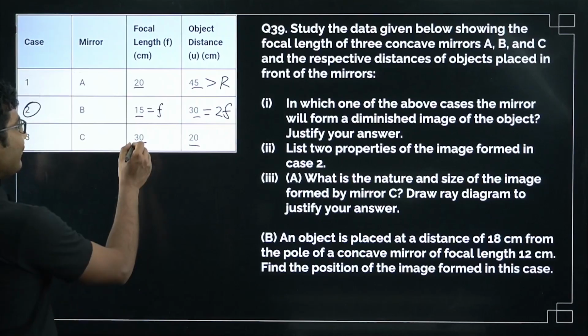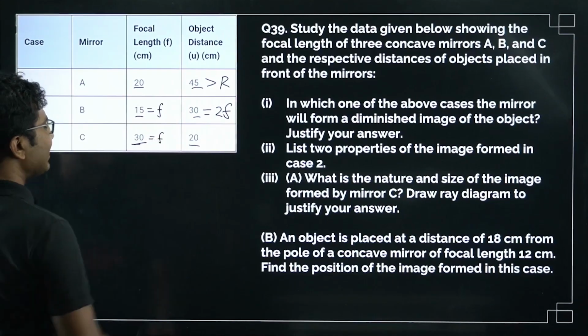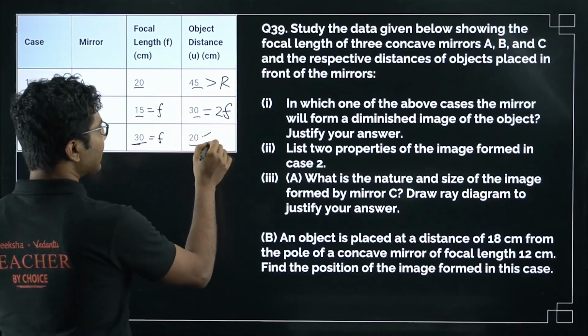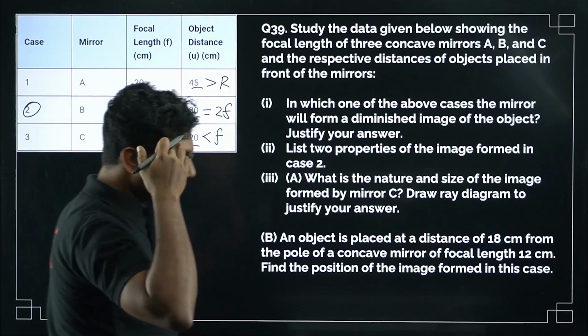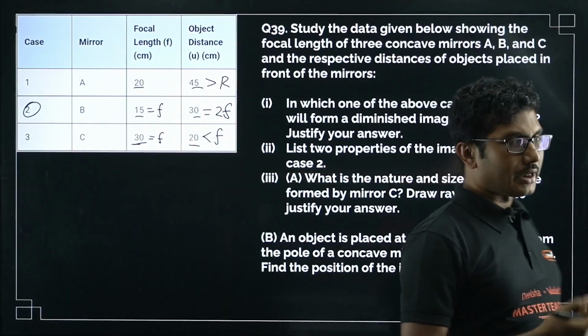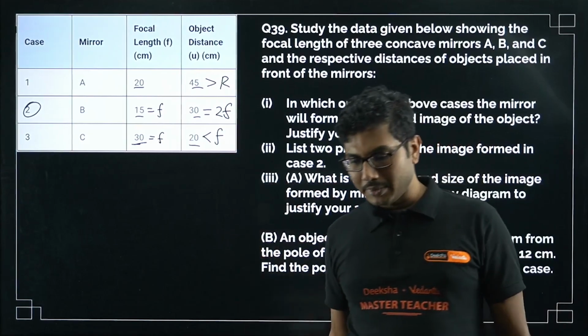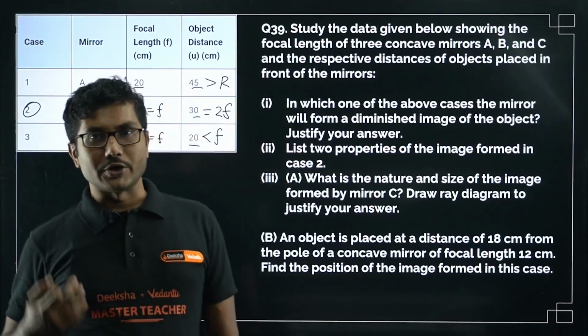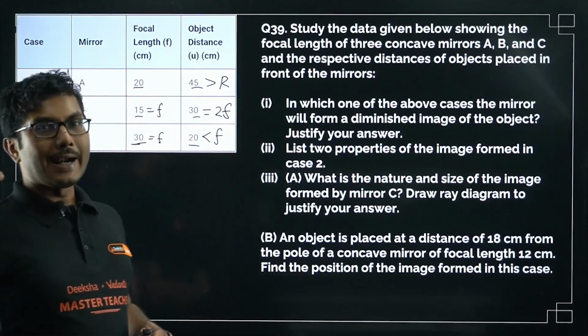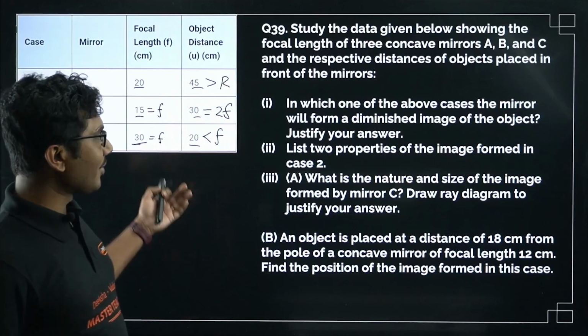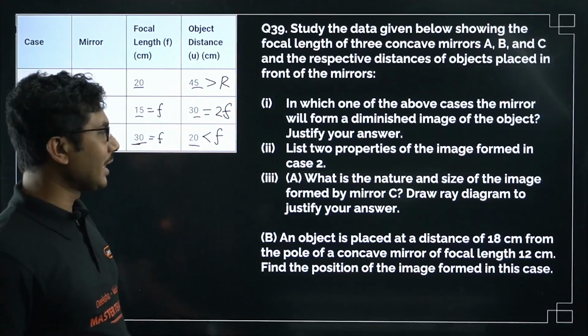So in this case, if you see, the focal length is 30 centimeter and the object distance is less than that of the focal length. So object distance is less than the focal length means the object is placed between focus and pole of the mirror. So a concave mirror will produce a virtual, erect and enlarged image. So that is what you have to explain, and then you have to draw the ray diagram.